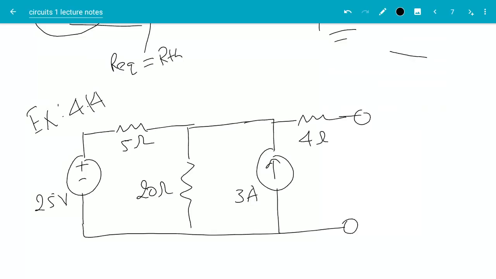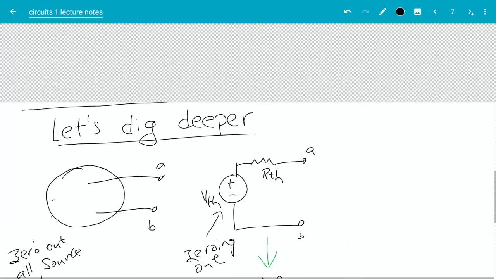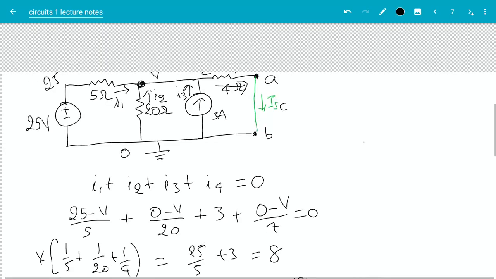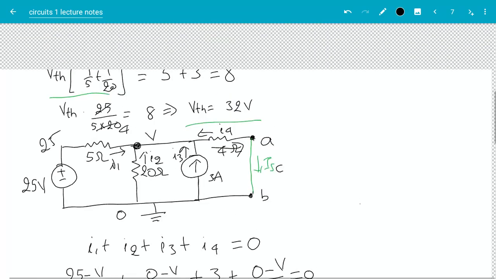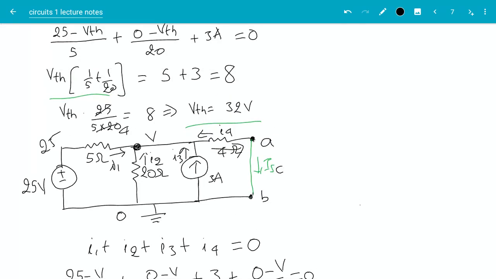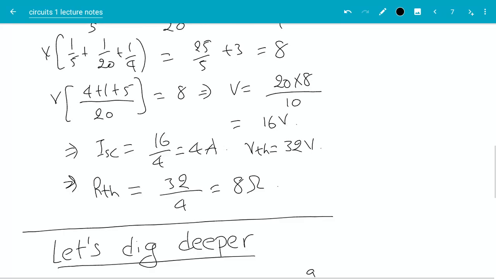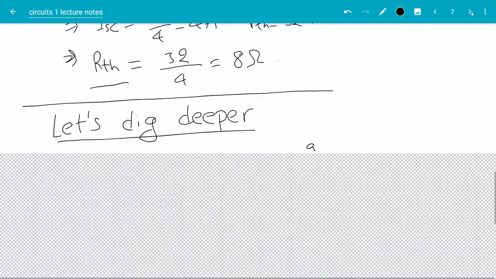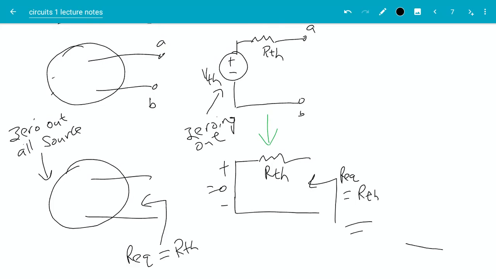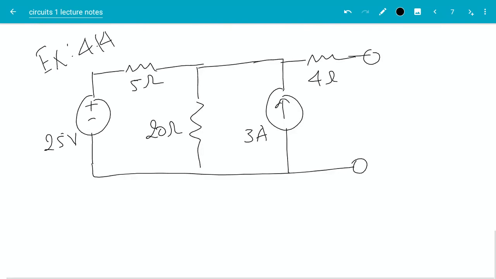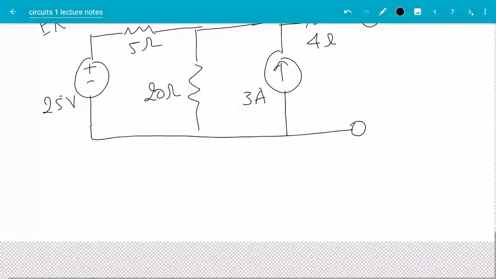Okay, so this is the same example we used previously when we were trying to find the Thevenin equivalent. Here we short circuited, found the short circuit current and used that to calculate RTH, right? So now let's use this new method where we zero out all the voltage sources and find the equivalent resistance to calculate RTH. So in this circuit, we zero out all the sources.